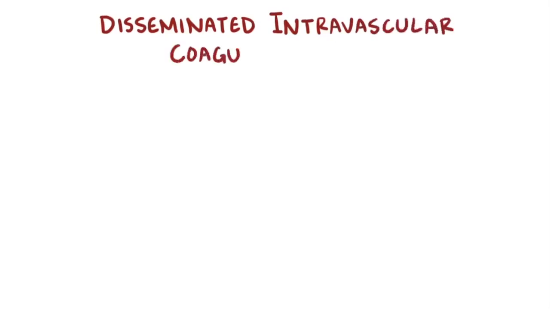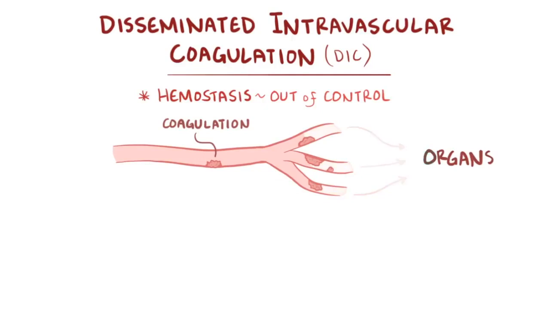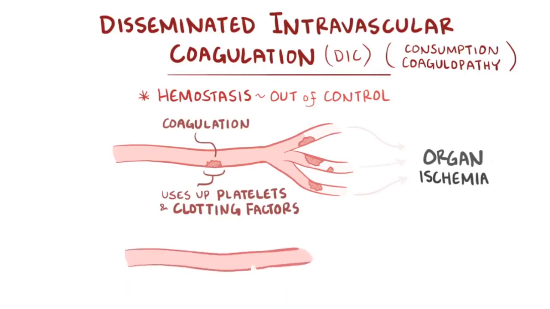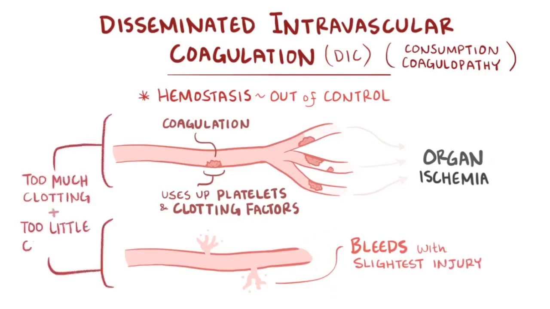Disseminated intravascular coagulation, or DIC, describes a situation in which the process of hemostasis, which is when, after blood vessel wall injury, liquid blood rapidly becomes a gel, called coagulation or clotting, starts to run out of control. When this happens, lots and lots of blood clots start to form in blood vessels serving various organs, leading to organ ischemia. DIC, though, is also called consumption coagulopathy, because all this clotting consumes platelets and clotting factors. Without enough platelets circulating in the blood, other parts of the body start to bleed, with even the slightest damage to the blood vessel walls. So paradoxically, patients have too much and too little clotting.